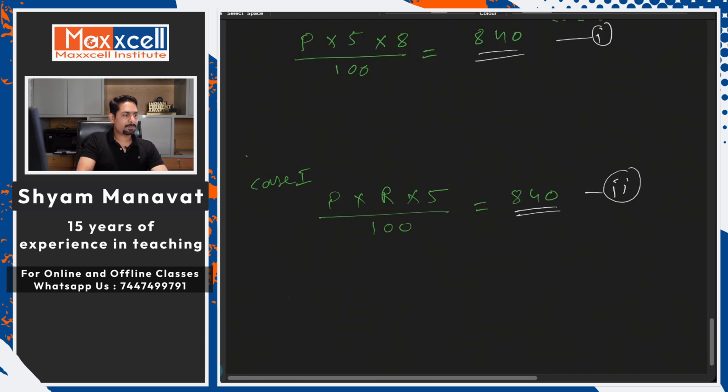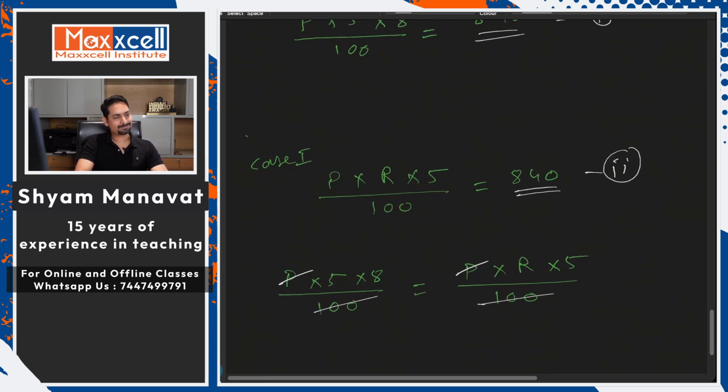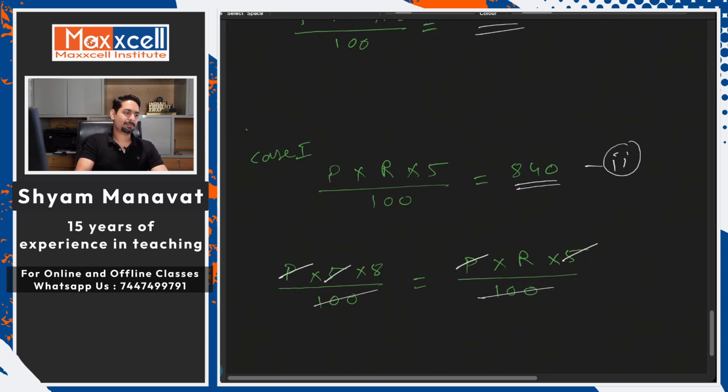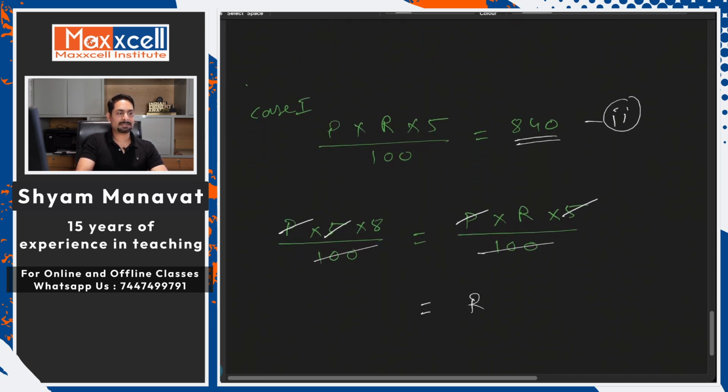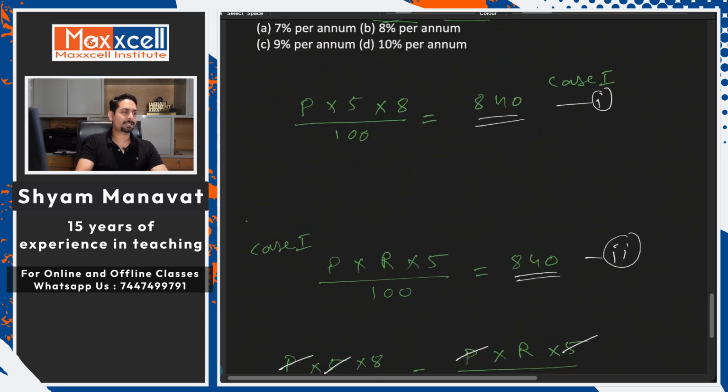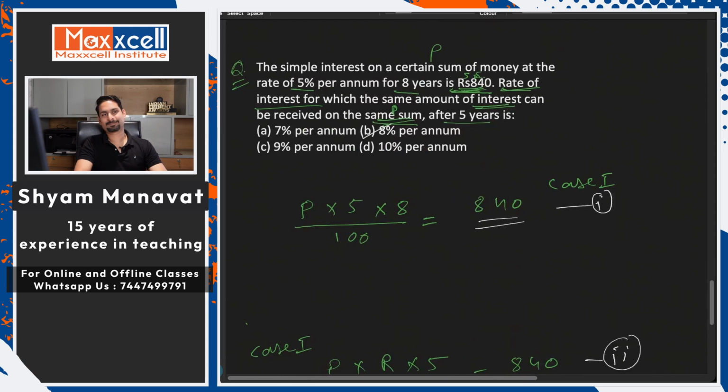Make them equal. Principal into 5 into 8 by 100 equal to principal into rate of interest into 5 by 100. Simplify, simplify, simplify. Principal cancel, 100 cancel, 5 also cancel. What you get? The rate of interest is left at the right hand side, and you have 8 here. So the rate of interest is 8% per annum, right?